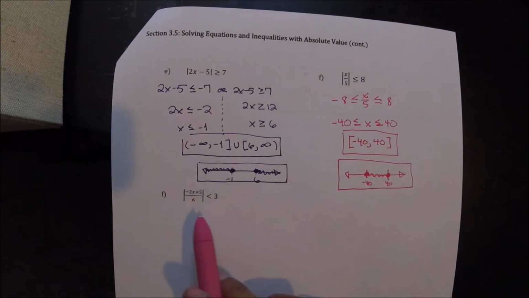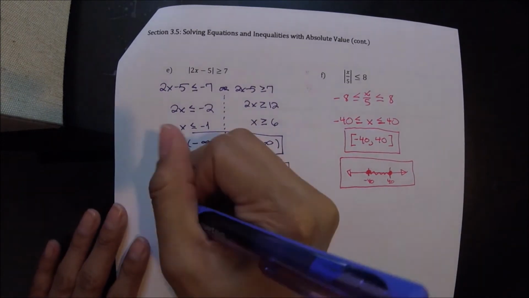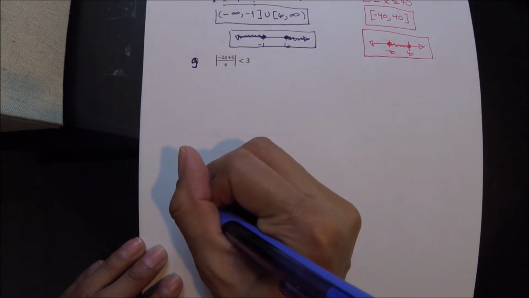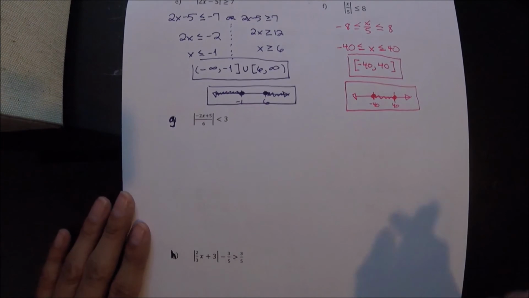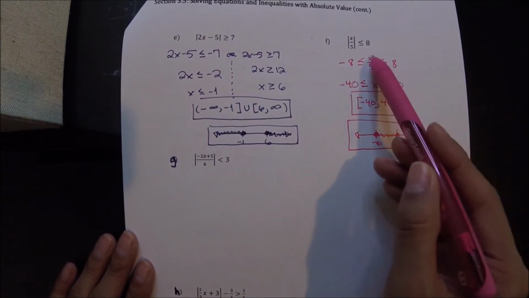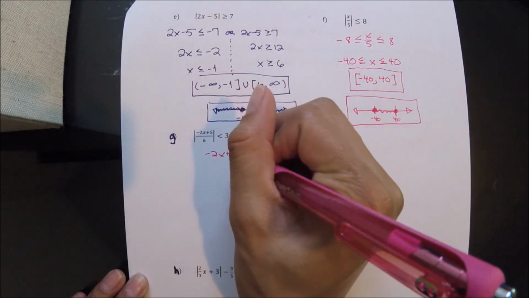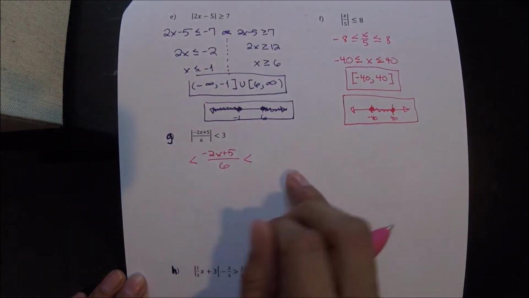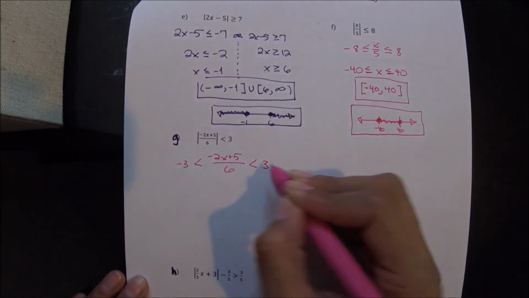Okay, and part E, F, this should be G. This is H. Okay, so for part G, we have another less than, which means it's like F. We're just going to put it in one long compound one. So first thing, we can just remove the absolute value part, and when we do that, we need to create one big compound inequality, and we're going to have minus 3 over here and plus 3 over here.